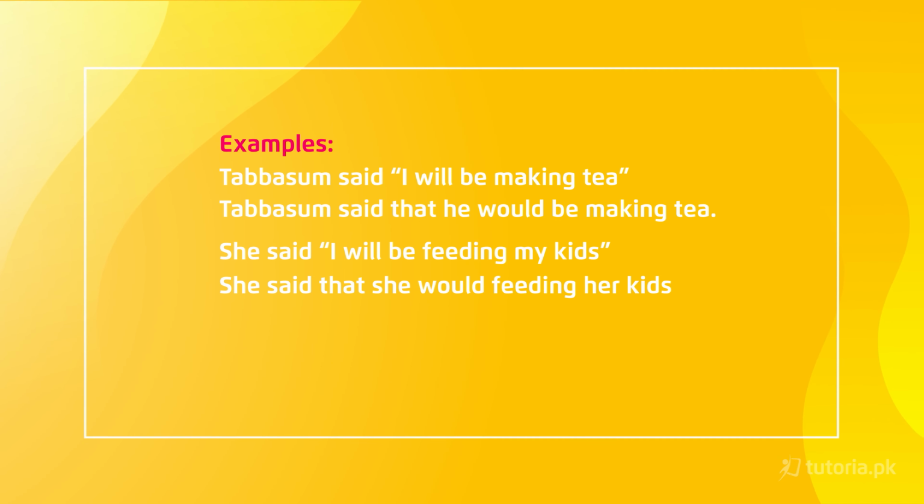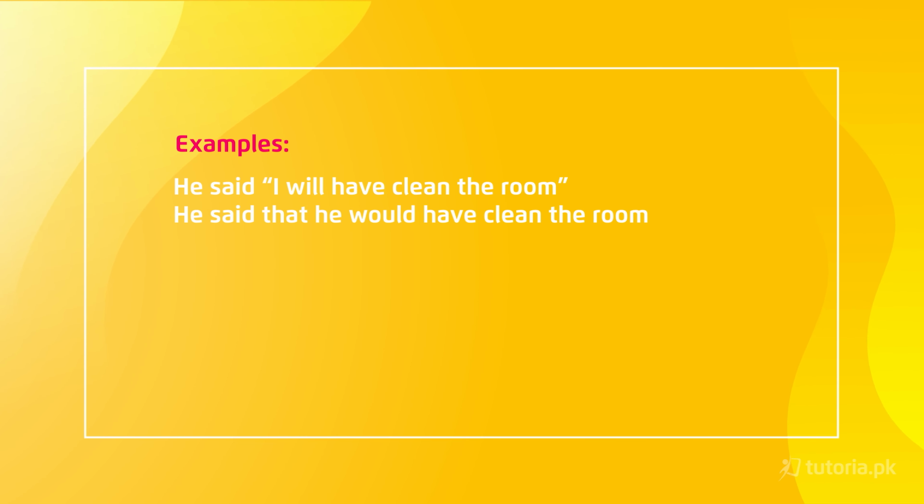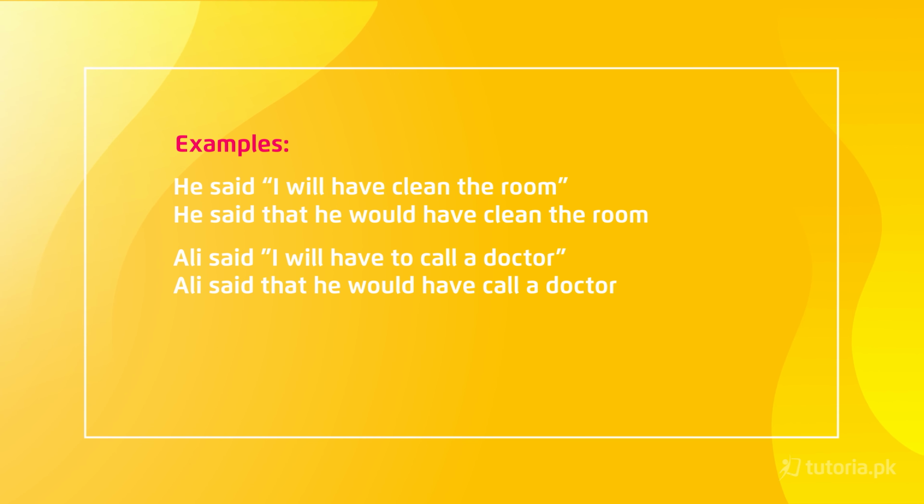Now, coming towards the last tense, that is future perfect tense. In future perfect tense, we always use will have. To will have jo change ho jayega would have. For example, he said, I will have cleaned the room. When we convert this sentence into indirect, it will become he said that he would have cleaned the room. Take another example, Ali said, I will have called a doctor. When we convert this sentence into indirect speech, it will be, Ali said that he would have called a doctor.